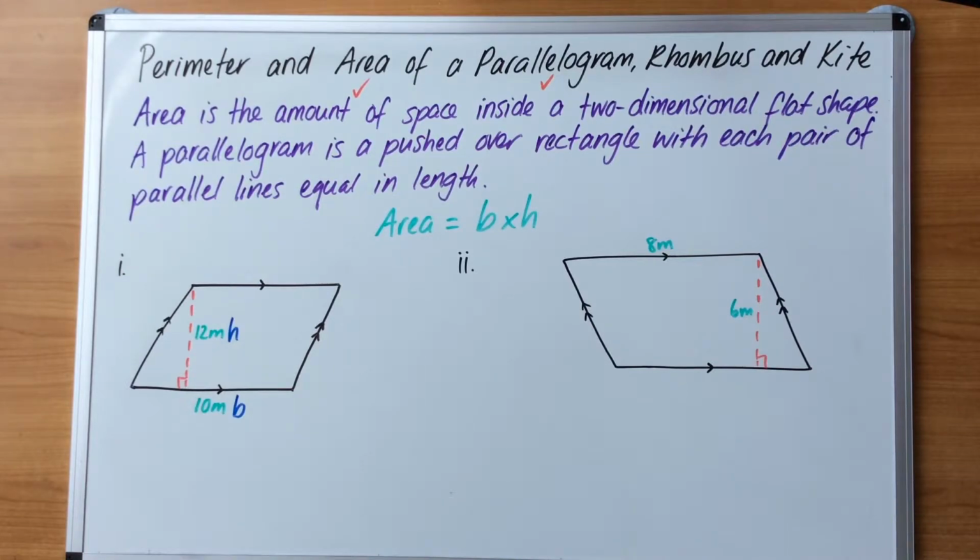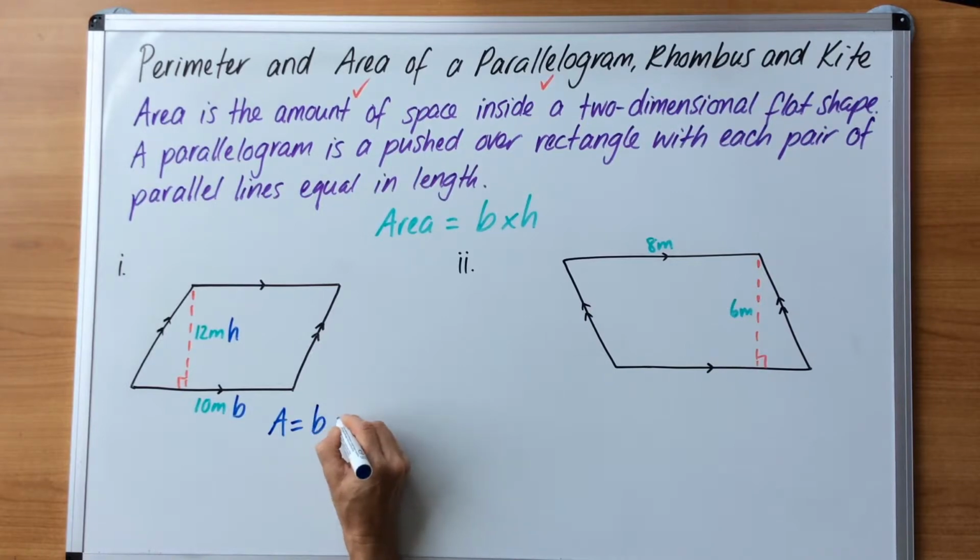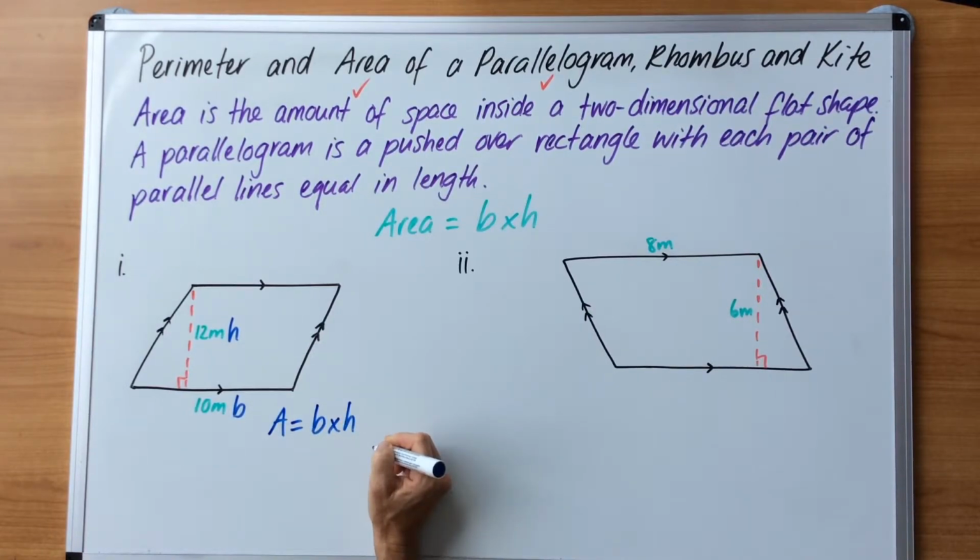So let's calculate this one. We go area equals, and we must write the rule first, base times height.